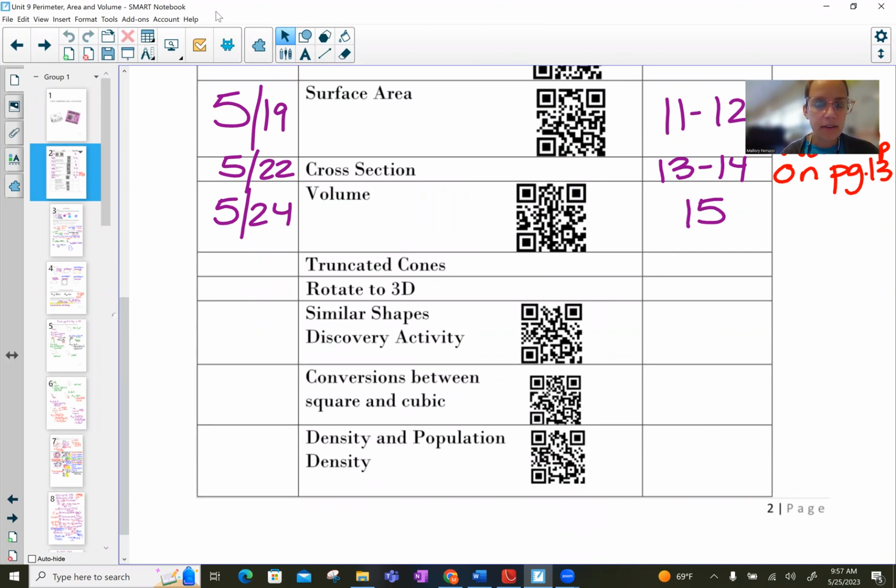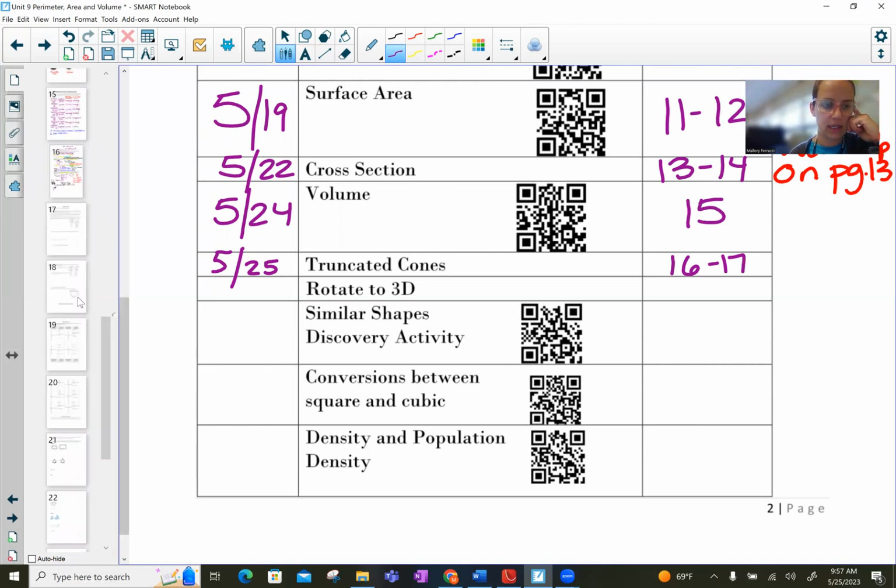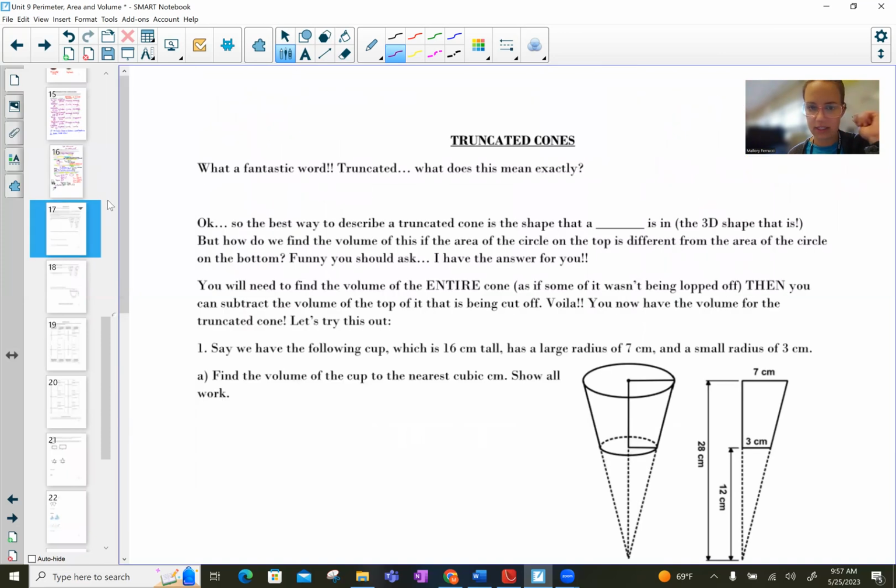Okay, so let's start by filling in our table of contents. Today is the 25th, and this will be pages 16 to 17. So we're gonna hop to page 16, which in here is 17 because I must have added something.